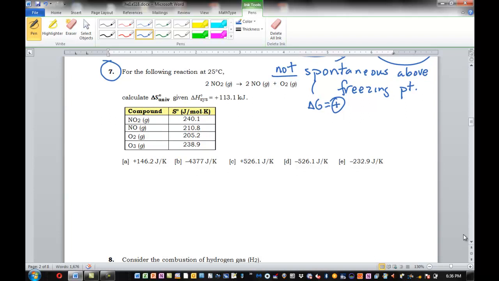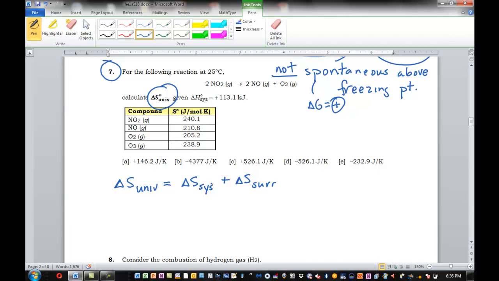So let's look at this one. Delta S universe. Here we finally have a calculation. The first thing I would do is say, we want to calculate delta S universe. How do I do that? The first thing I would look up, if you don't remember this, is the equation sheet. Delta S universe is delta S system plus delta S of the surroundings. Okay? Well, what do we know?